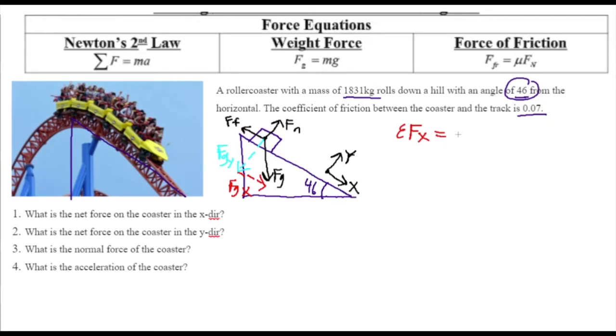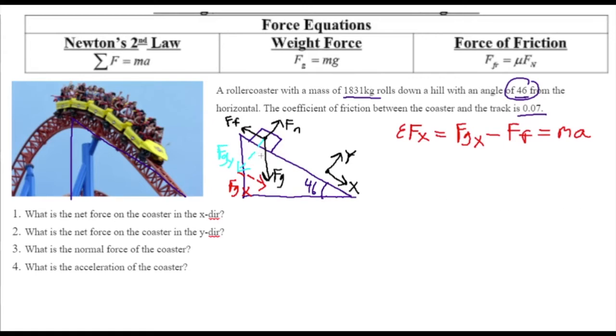Net force in the x is going to be the forces that point to the right, or in the positive x direction. In this case, that's force gravity x, minus the forces that point in the opposite x direction. That's going to be force friction. And this is going to equal mass times acceleration. Unfortunately, at this point in the problem, we don't have the acceleration, and we need to do some stuff to really figure out what force gravity x and force friction are. So let's go ahead and find out what force gravity x and force friction really are.